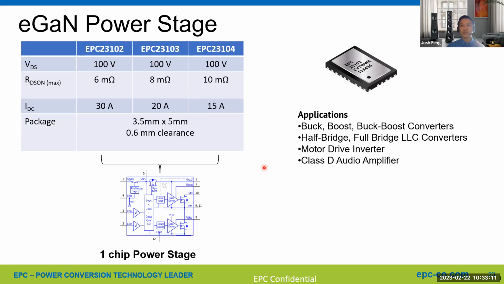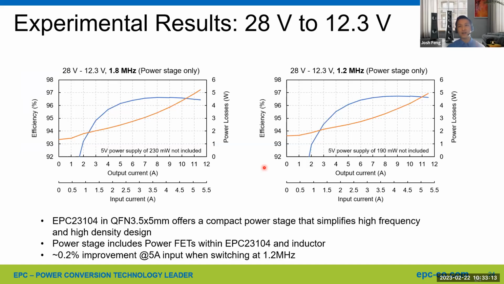Here I want to share our experiment result, for example, taking a 28 volt input from a PD and down converting to 12 volts, for example in a notebook. On the left-hand side, you can see 1.8 megahertz switching. This is the input current at 5 amps, typically the max input current from PD is 5 amps. They can generate about 140 watts. Even at half the load, you can easily achieve 96% efficiency.